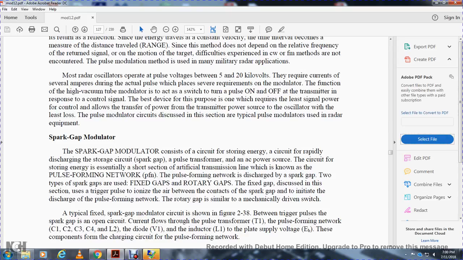All right, the rotary gap is similar to a mechanically driven spark gap. The typical fixed spark gap modulator circuit is shown in figure 238. Before the trigger pulse, the spark gap is an open circuit, with current flowing through the pulse transformer T1, the pulse forming network capacitors 1, 2, 3, 4 and inductor 2, the diode V1, the inductor 1, and the plate supply voltage. These components form a charging circuit with the pulse forming network.